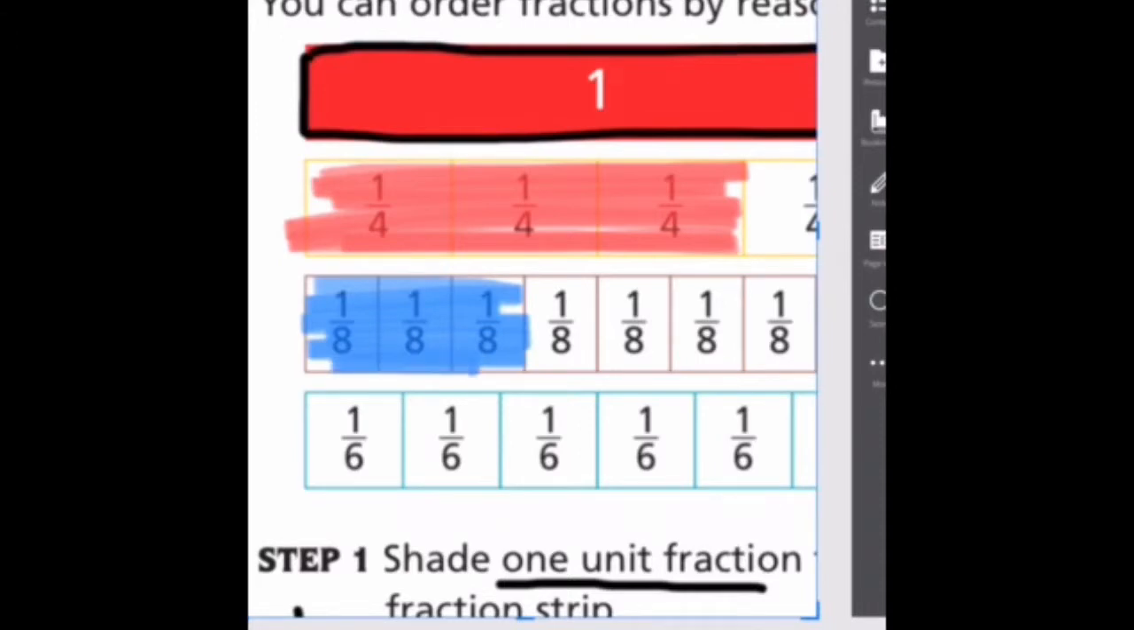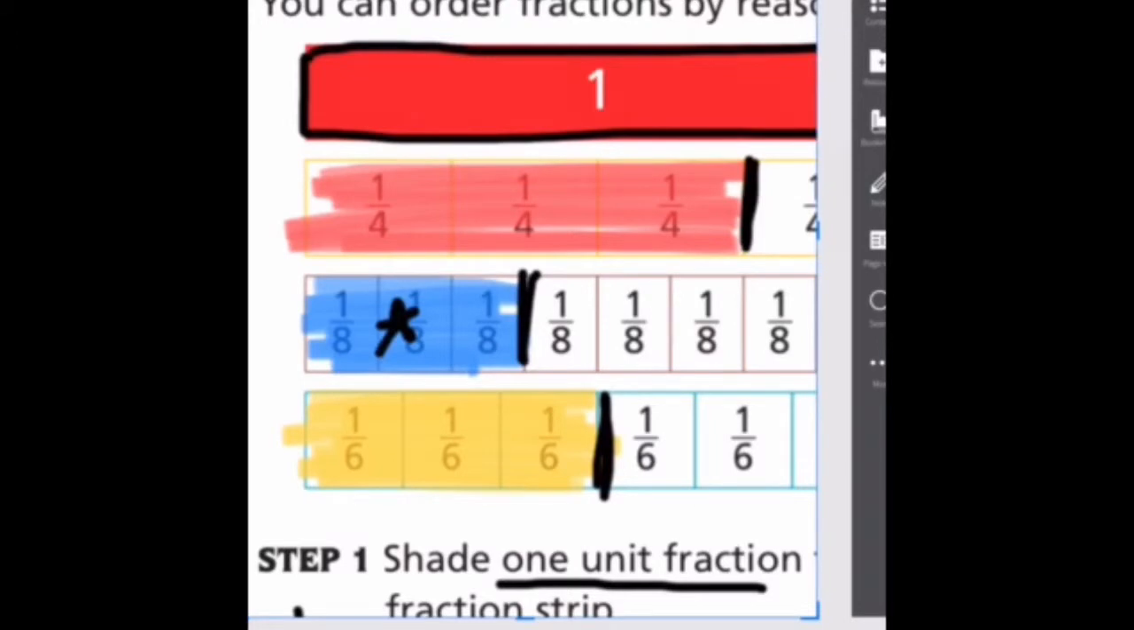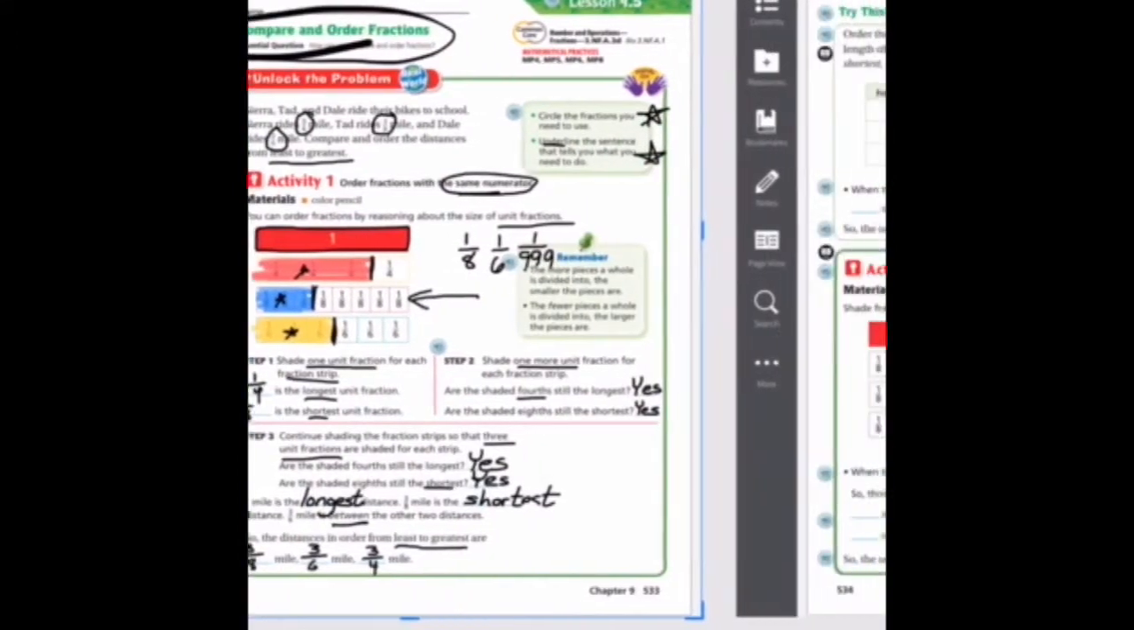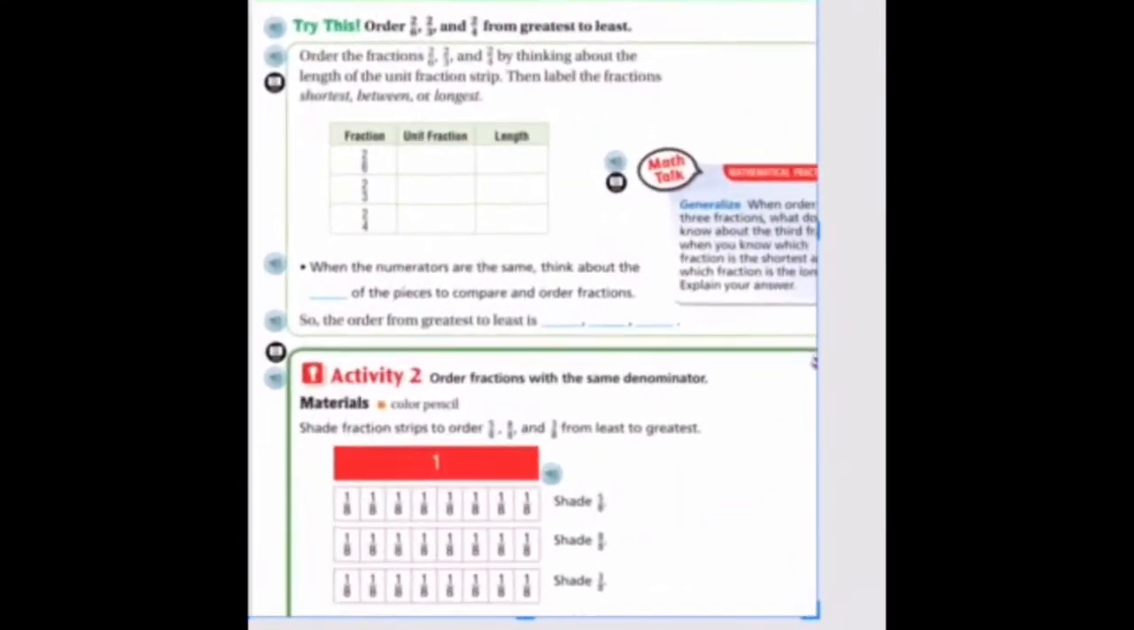And then the last person was, I think, 3/6, and I'll shade that in all at once too. I'm not going to shade in just one at a time. So then I can mark them like I did before. I can still mark them and say this one ends here, this one ends here, this one ends here, and then I can figure out the 3/8 is the shortest, 3/6 is in the middle, and 3/4 was the biggest.